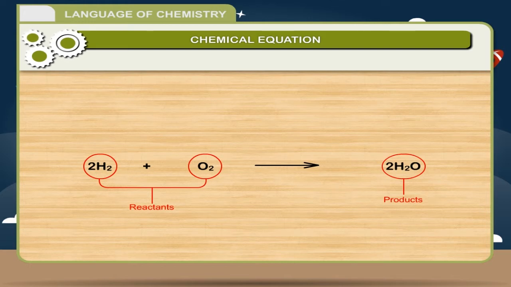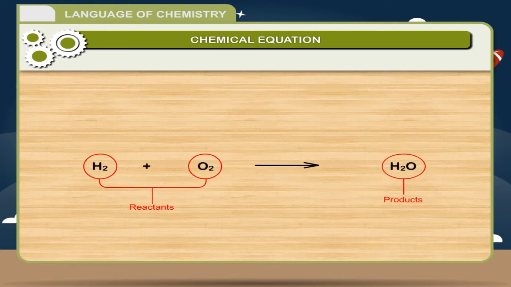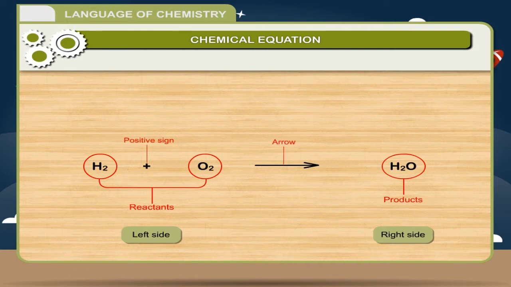Reactants give products. In mathematics, you write 2 plus 3 is equal to 5 or 2 plus 3 is equal to 3 plus 2. Similarly, in chemistry, we indicate reactants on left-hand side and products on right-hand side. If there are two reactants, they are written with plus sign in between them on the left-hand side, followed by an arrow. Products are shown on the right-hand side of the arrow.